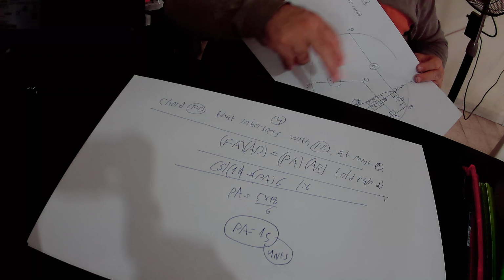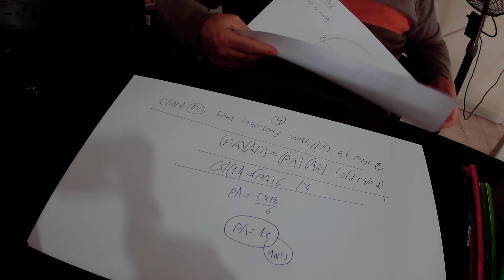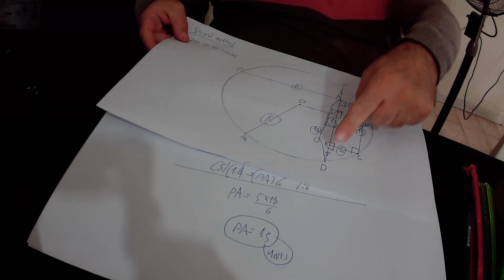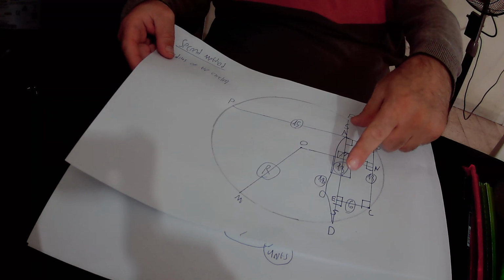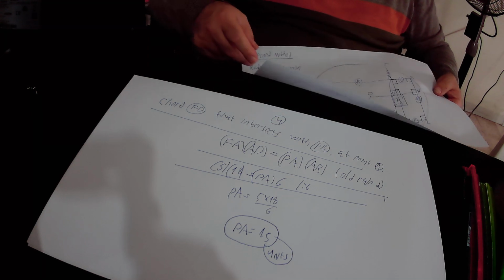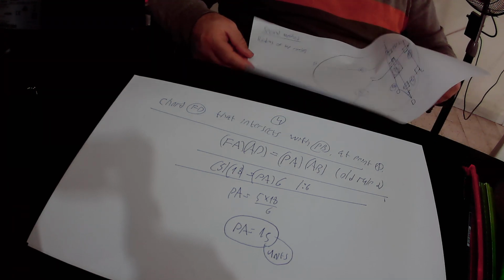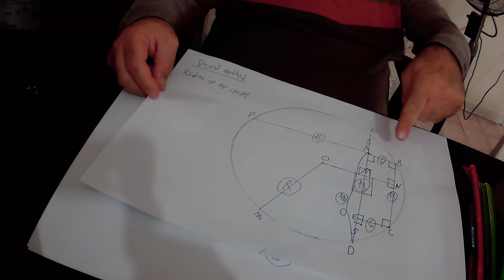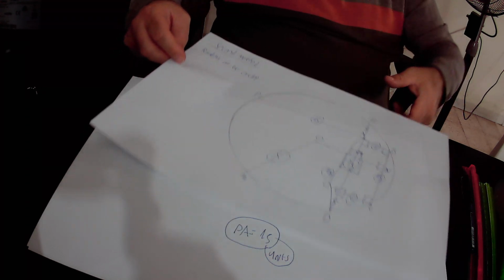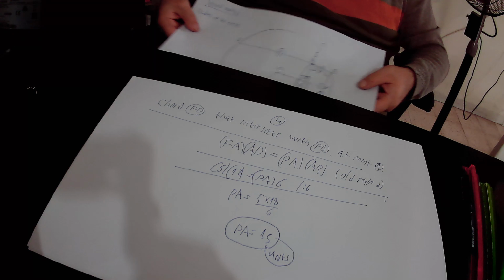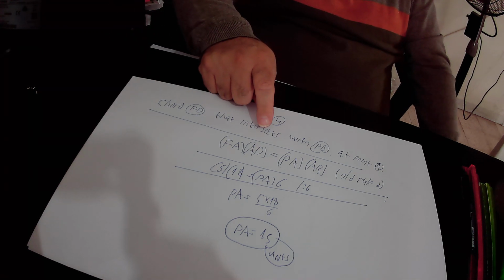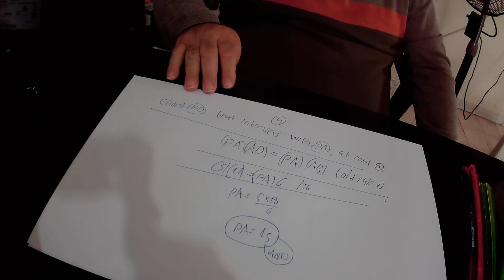Okay, according to old rule number 2, FA equals 5 units, AD equals 18 units, PA is the missing segment, so we leave it as it is, and AB equals 6 units, so we substitute AB by 6. In conclusion, we found that FA times AD equals PA times AB.